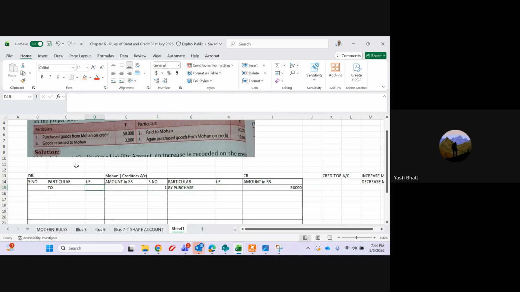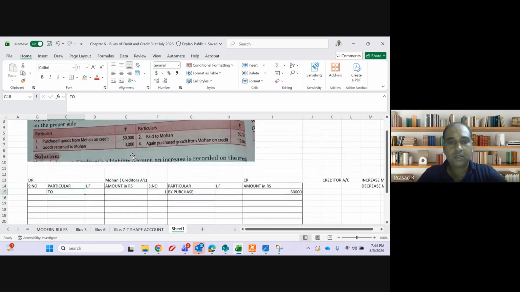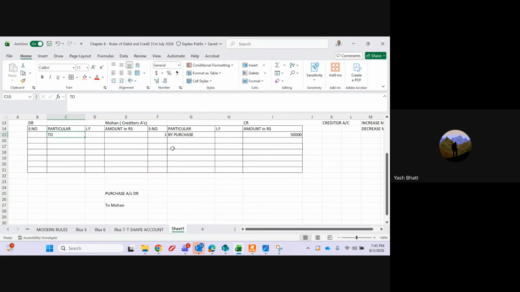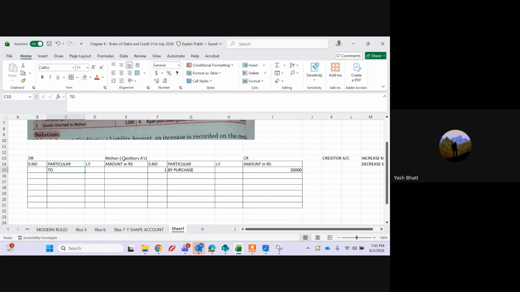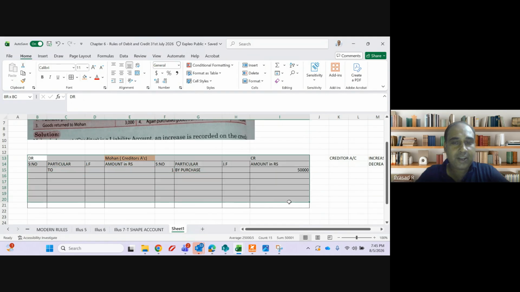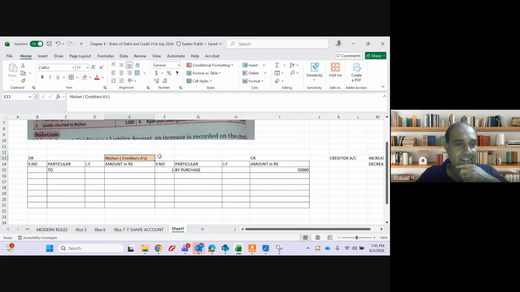Any doubt? Yes, sir, in the journal entry it is written that purchase account debit to Mohan, so purchase is being debited. Why here is purchase on the credit side? Which account am I preparing here? Mohan's creditor account. So when I prepare Mohan's creditor account, I will see only Mohan. Mohan is a creditor.